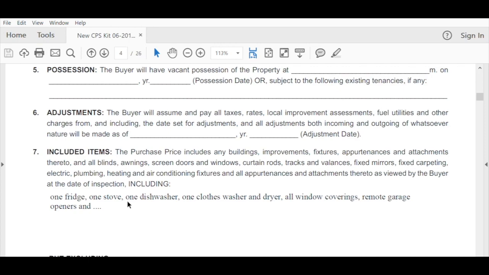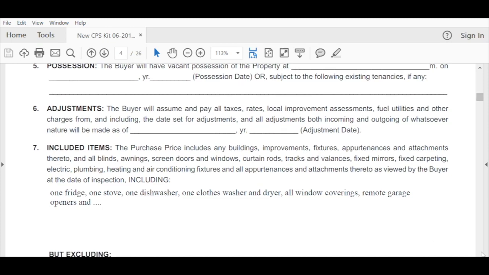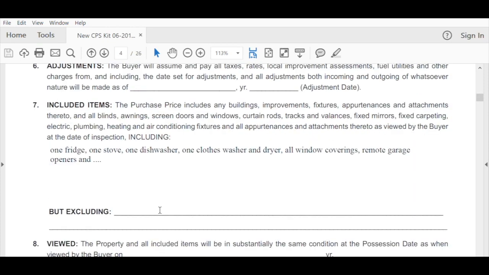You can put whatever you like, but anything that is movable, you should include it. Or if you don't want it included, say "but excluding", let's say, the crystal chandelier in the dining room, or the old junk car in the garage.